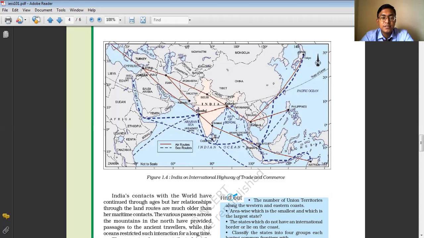And these mountain passes provided easy passage to many foreign travelers and traders who came to our country. They carried out trade and commerce, and they even collected goods from our country and went to their countries. Goods like muslins and spices were in very high demand in their countries. So the traders who used to come to our country used to collect these goods. They used to sell their products, collect the goods from India, and go back to their countries.